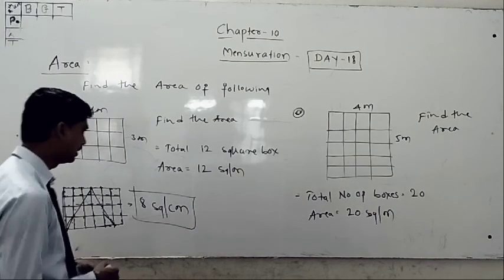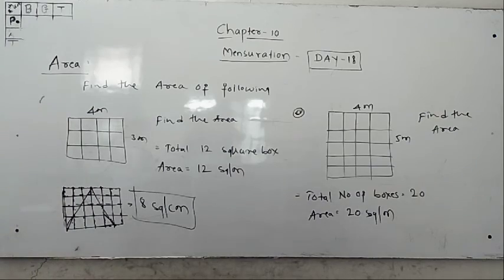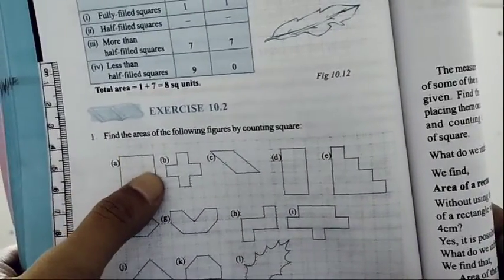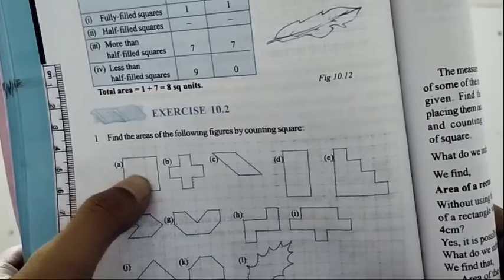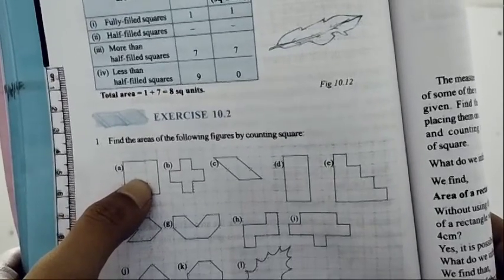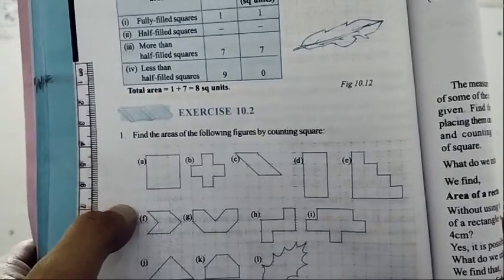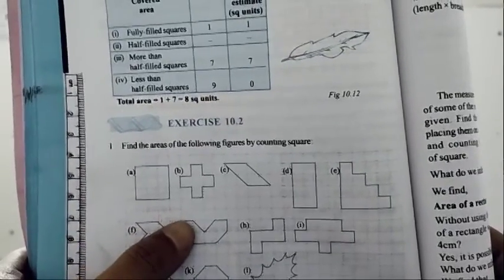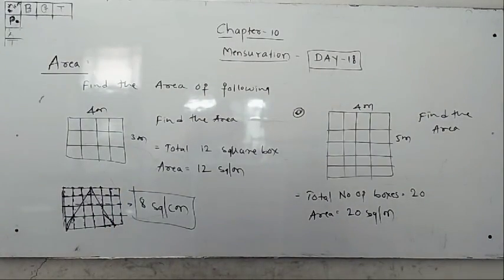Total number of boxes, then you have to write the 8 boxes. Okay, remember total number of boxes. First here write total number of boxes: 1, 2, 3, 4, 5, 6, 7, 8, 9. Total number of boxes 9. Then area, you have to write below side, area 9 square centimeter. This type you have to write. Then you have to send me through WhatsApp. Any doubt, you have to ask. Okay, thank you.